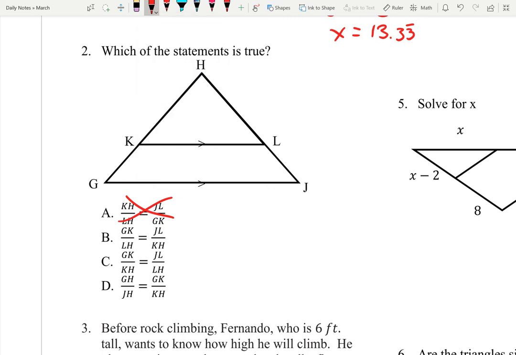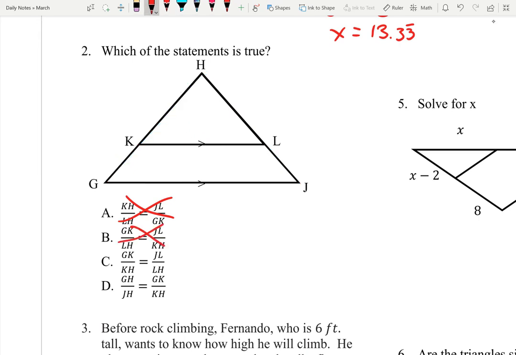The next one, GK to LH. So GK is this one, and LH is up here. Now already this is a bad start because we've already crisscrossed. So it's not going to work. But just to see what it matches up with, we'll play along. JL to KH. So we have this kind of crisscrossing thing going on between the sides, which we don't want. That's not going to work for us either.